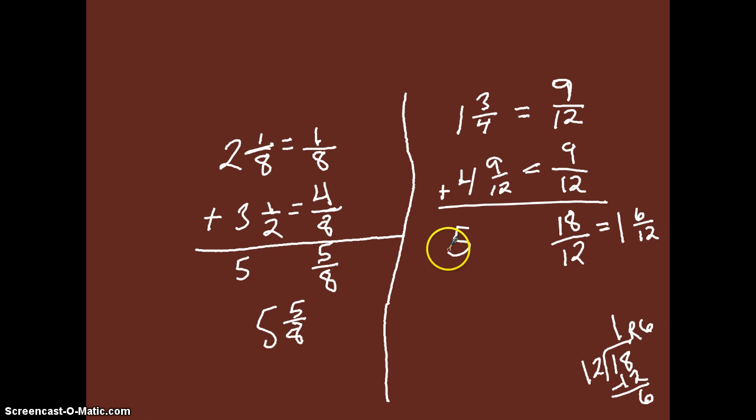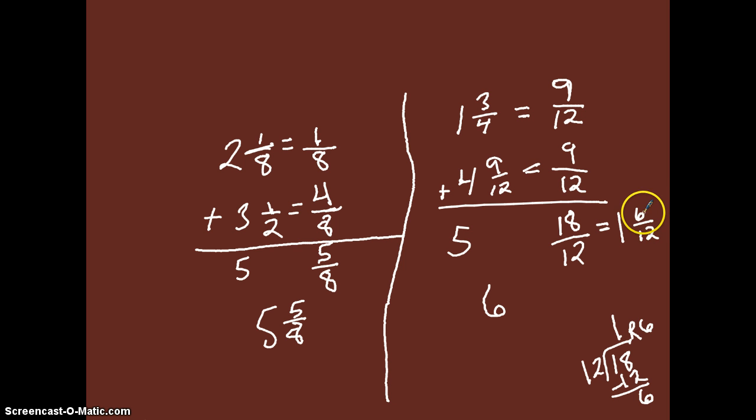Now, we already had 5 wholes because we had 1 plus 4. Now, we have this 1 and 6 over 12. Let's go ahead and say 5 plus 1 will give us 6. And let's simplify this. We have 6 over 12. Now, the greatest common factor of 6 and 12, the number that will go into both 6 and 12 evenly, it's not 2, it's not 3, it's going to actually be 6.